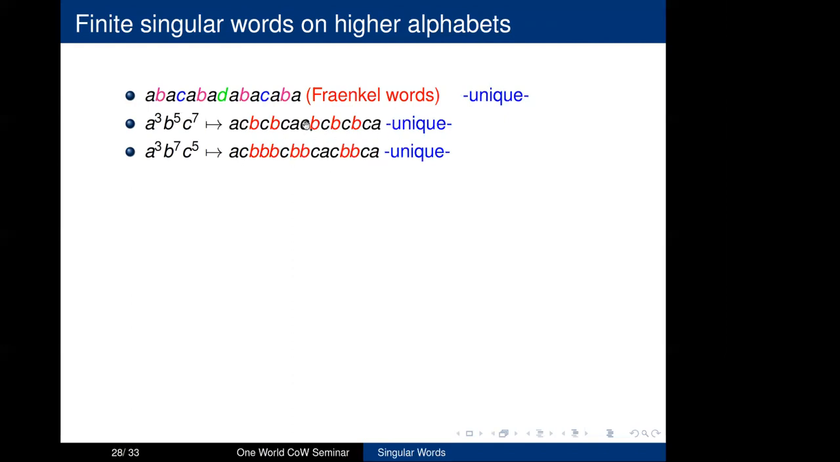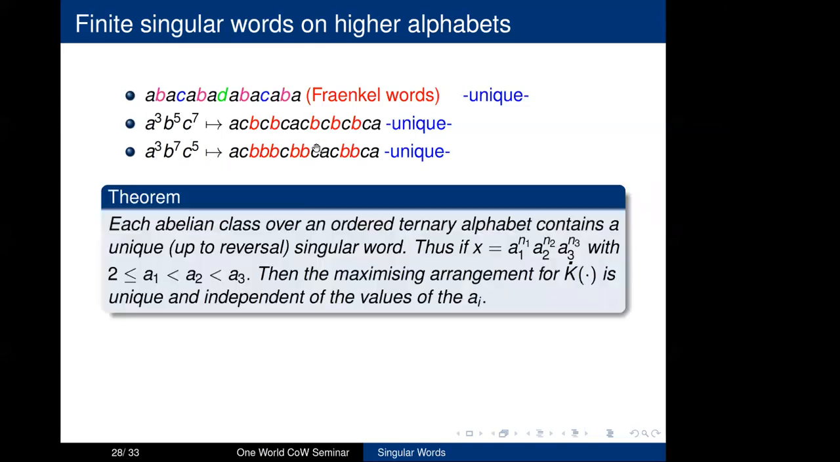When you're defining singular, the order counts. So here I'm assuming A is less than B less than C. And I'm assuming the same thing here. So the word really changes. So we prove that it's always unique in the ternary case.